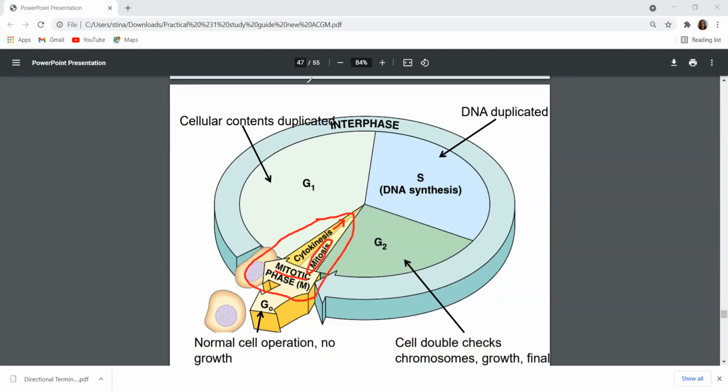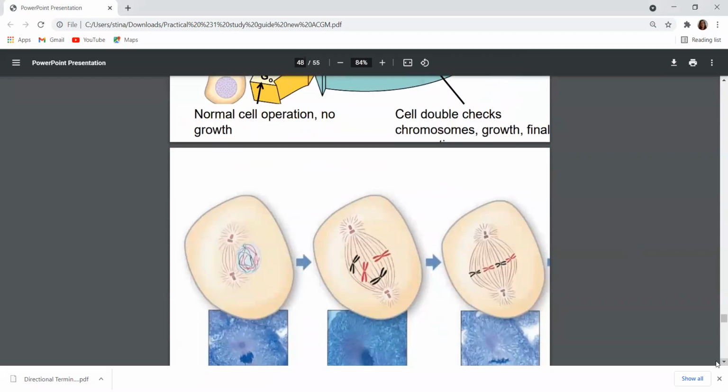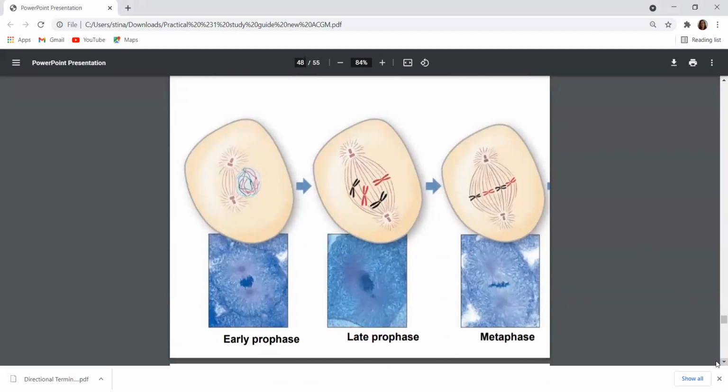Okay. Guaranteed, you'll probably have at least 1 question on your practical, if not 2, from this, so make sure you can label all of these different parts here. Now we're going to review mitosis in a little bit more detail. So mitosis has several different phases. I'm going to go further down in our study guide, then I'll come back to this picture.